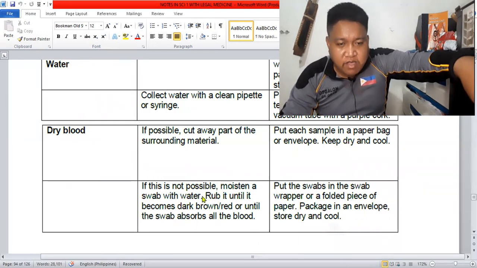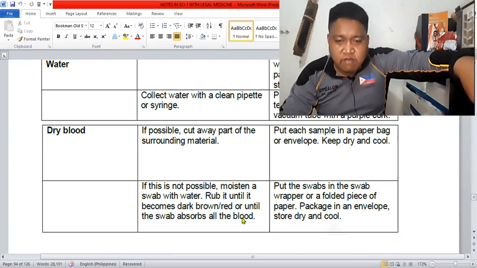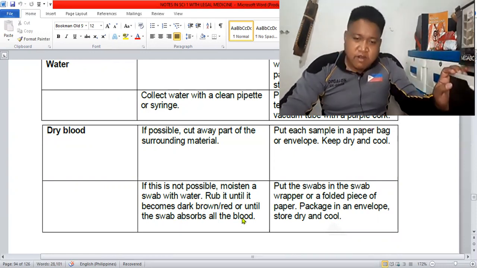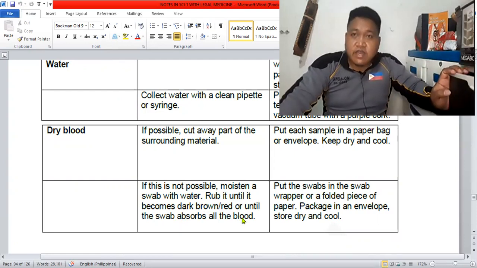The same in dry blood. If this is not possible, moisten a swab with water. Rub it until it becomes dark brown or red, or until the swab absorbs all the blood. Put the swabs in a swab wrapper or a folded piece of paper. Package in an envelope. Store dry and cool.